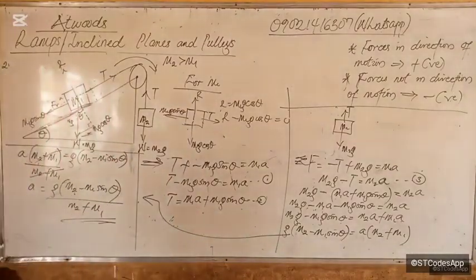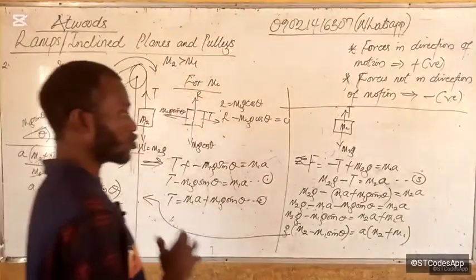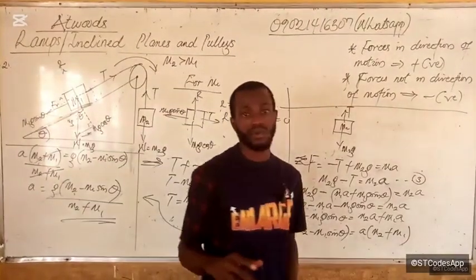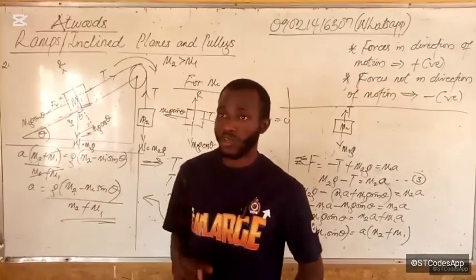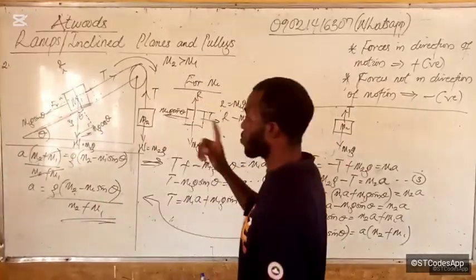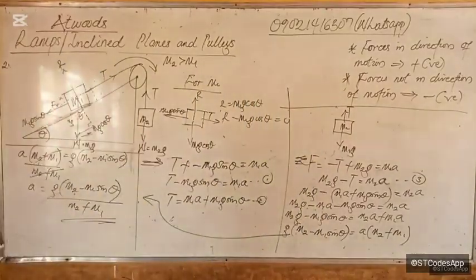Now, what if we were given another type of ramp? I want us to resolve every possible type of ramp that we can see, or Atwood that we can see in exams. So let's resolve the second one. Okay, this is number 2. Let's resolve number 3. Number 3.